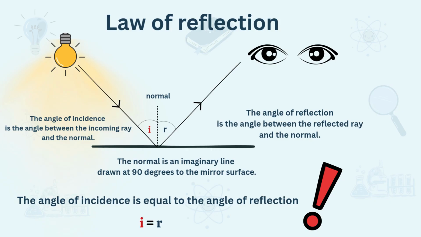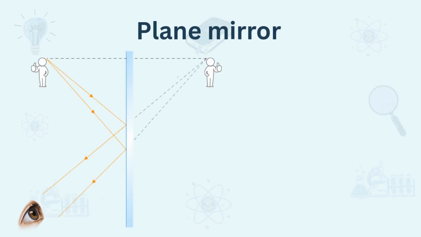Let's see how an image is formed in a plane mirror. When light rays come from an object, they hit the mirror and reflect according to the law of reflection. The reflected rays spread out, but if we extend these reflected rays backwards behind the mirror, they all seem to come from a single point. This point is where the image of the object appears. We call this a virtual image because the light rays do not actually pass through the image, they only appear to come from that point behind the mirror.